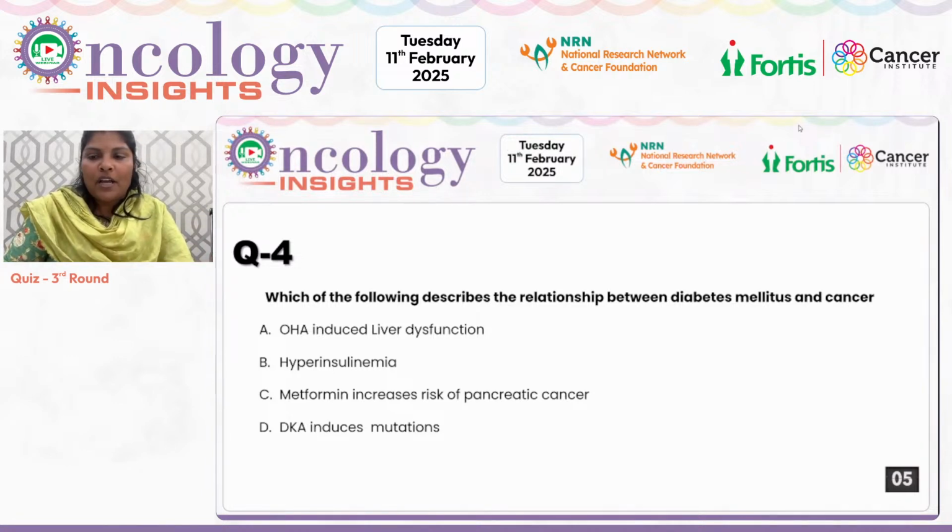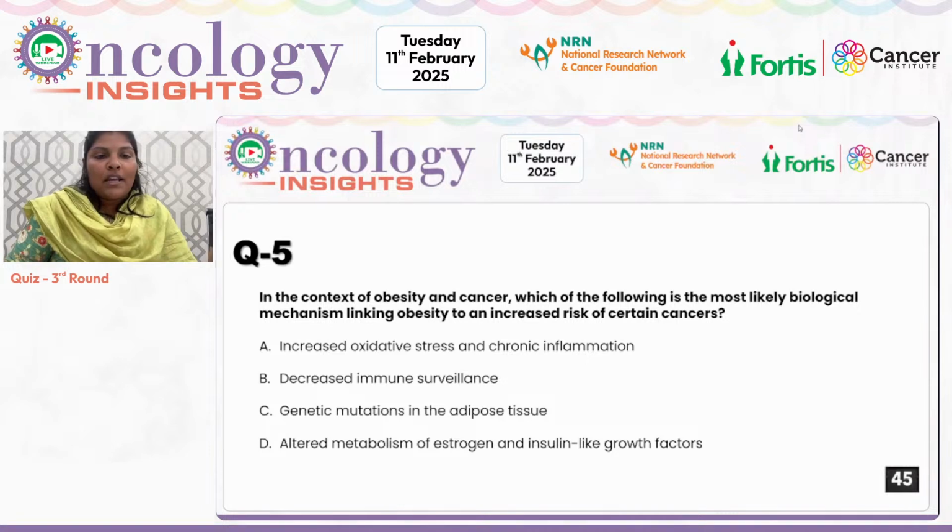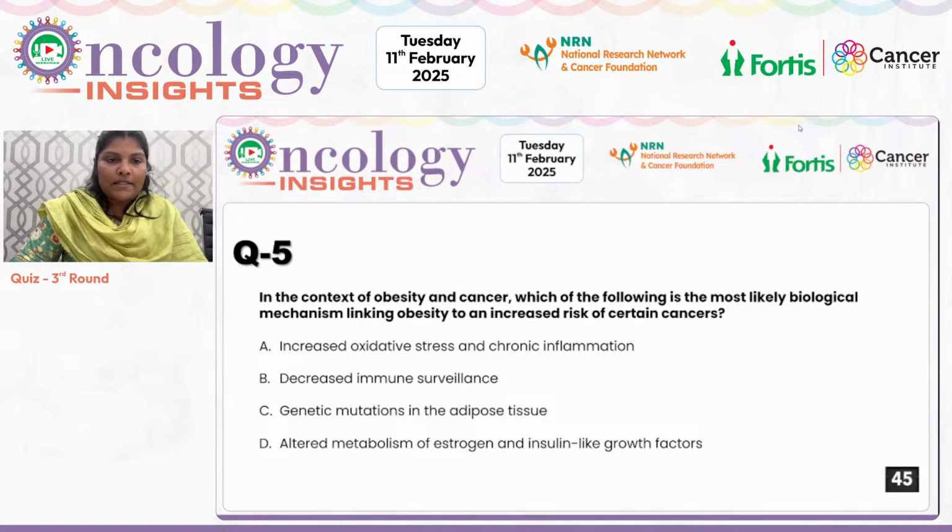Question number 5, last question of this webinar. In the context of obesity and cancer, which of the following is the most likely biological mechanism linking obesity to an increased risk of certain cancers? I repeat, in the context of obesity and cancer, which of the following is the most likely biological mechanism linking obesity to an increased risk of certain cancers?